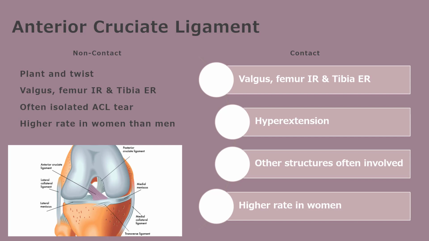Contact ACL injuries occur as a result of a valgus force. The femur internally rotates and the tibia externally rotates, or the knee hyperextends during contact. This mechanism of injury often results in more than just an ACL injury. Typically, there are more structures that are damaged during the injury. Contact injuries are more common in female athletes than in male athletes as well.